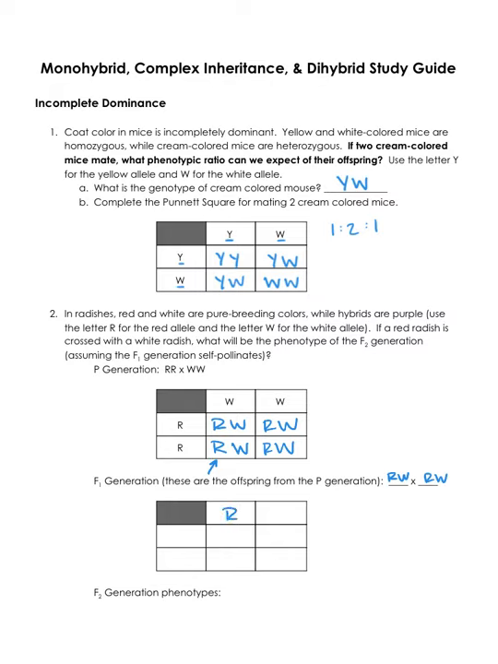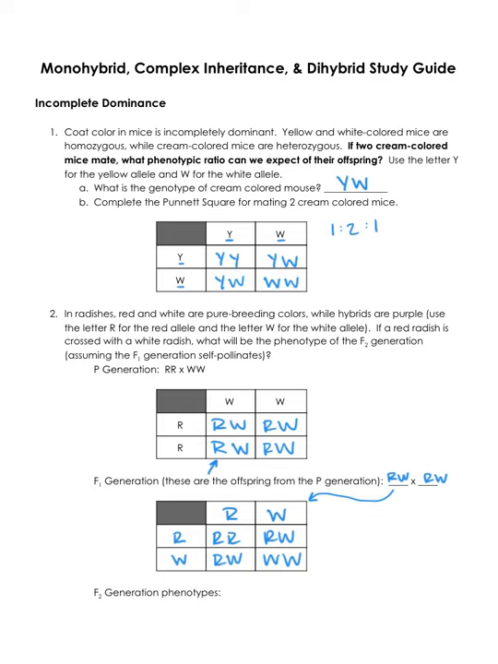So we'll put RW on the top of this box because that's one of these parents, right? And then the other parent will go here. And then you can fill out your boxes. So you're going to have RR, RW, RW, and WW.